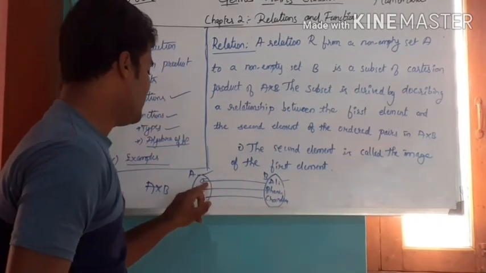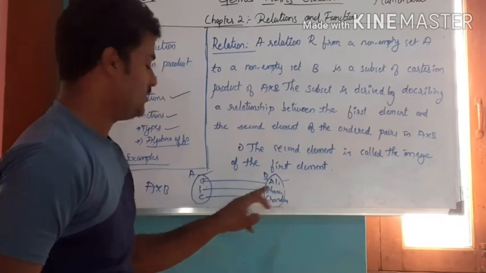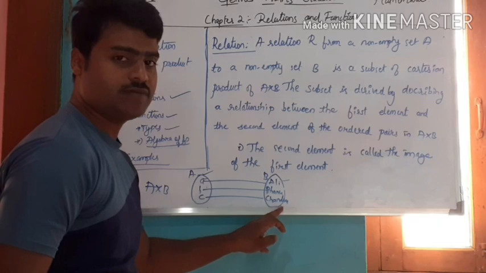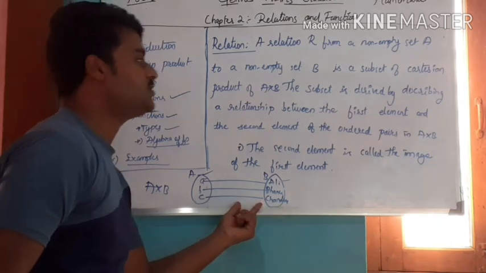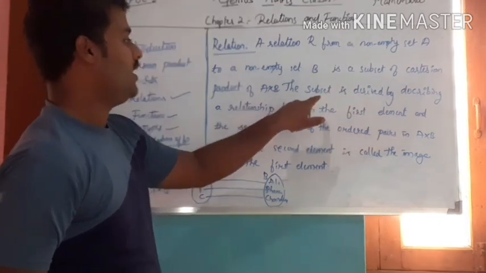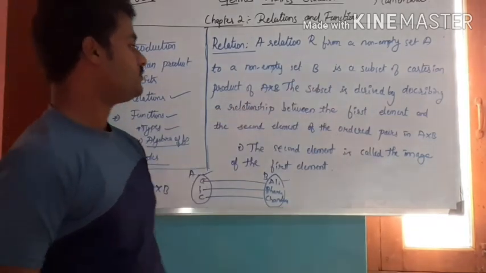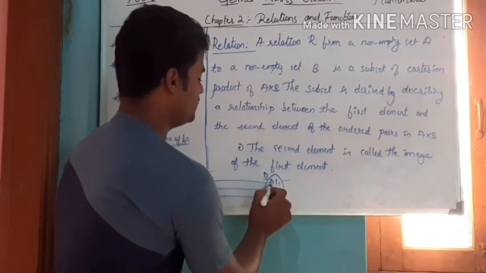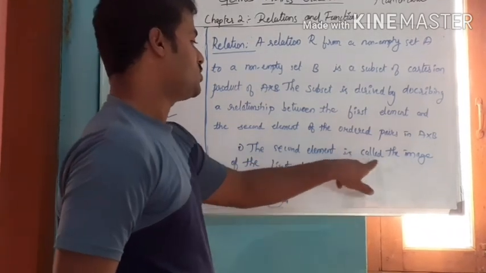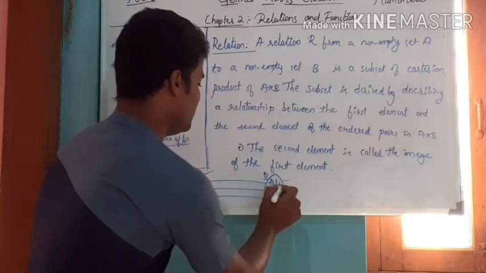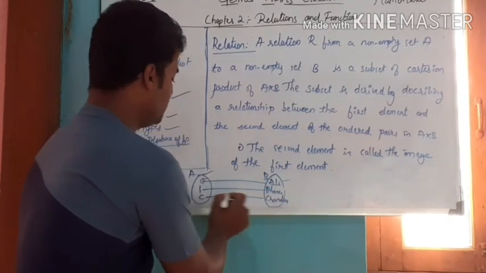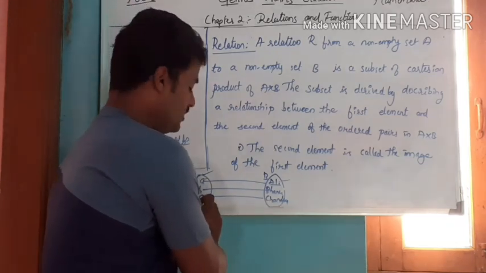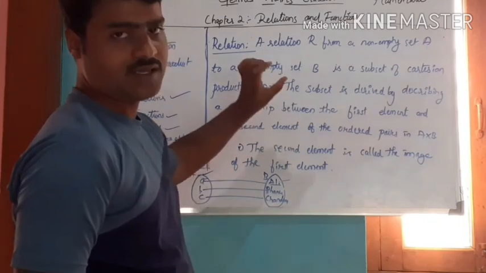That is, A is the first letter of the name Ali, B is the first letter of the name Banu, C is the first letter of the name Chandru. So using this relationship, I am defining the relation, and this relation is a subset. Therefore, here the second element is always called the image of the first element. Ali is the image of the letter A, Banu is the image of the letter B, Chandru is the image of the letter C. So this is the definition of the relation.